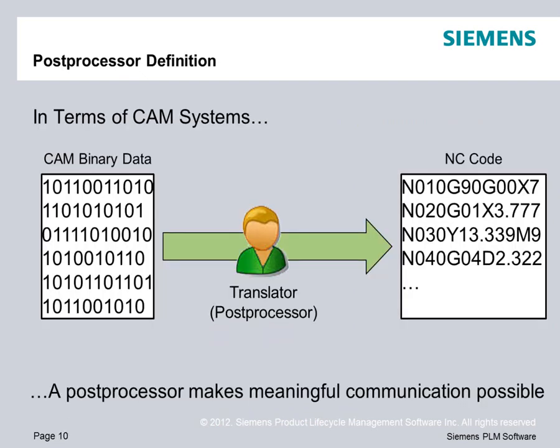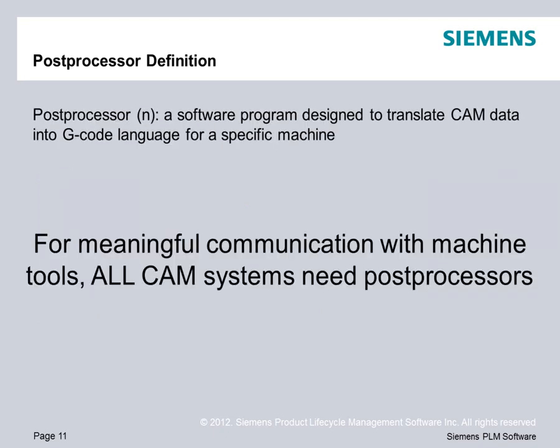So in terms of CAM systems, a postprocessor is a translator to take that binary data from the CAM system and turn it into NC code for that particular machine. Without the postprocessor, meaningful communication to the machine tool is not possible. So a postprocessor definition is a software program designed to translate CAM data into G-code language for a specific machine. And as I mentioned before, for meaningful communication with a machine tool, all CAM systems need postprocessors.